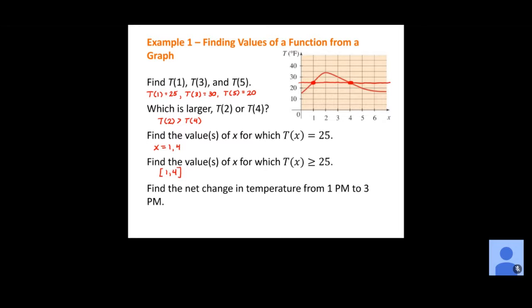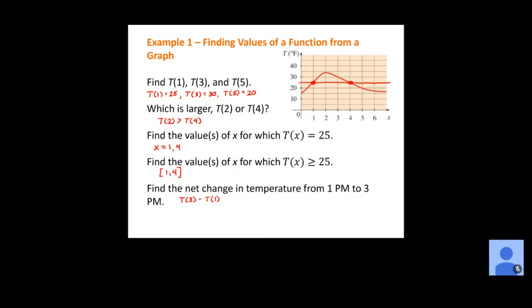And then our last piece here, we want to find net change in temperature from 1 p.m. to 3 p.m. So again, remember that these represent times, right? 1 is 1 p.m., 2 is 2 p.m., and so on. So we're really just finding the difference between t of 3 and t of 1. Okay, because remember, our net change formula is f of b minus f of a.